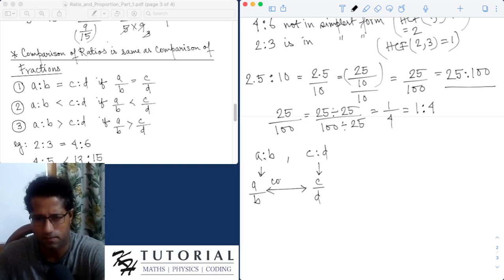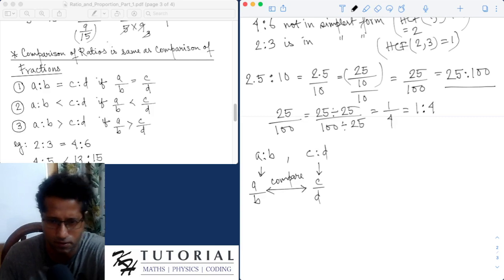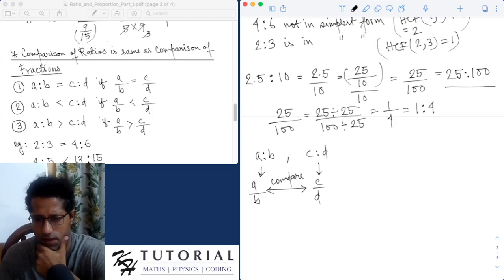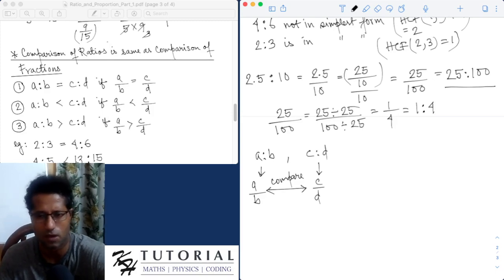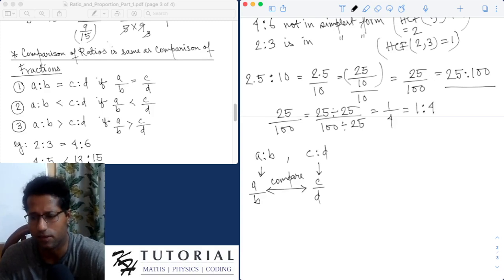We will compare the fraction A by B and C by D, and whichever is greater, if A by B is greater than C by D, then we say that the ratio A is to B is greater than C is to D, and if the fraction A by B is less than the fraction C by D, we say that the ratio A is to B is less than the ratio C is to D, and if A by B is equal to C by D, we say that the ratio A is to B is equal to the ratio C is to D. So this is how we compare two given ratios. From this comparison of two ratios, we can solve the problem of arranging a given list of ratios in descending or ascending order.